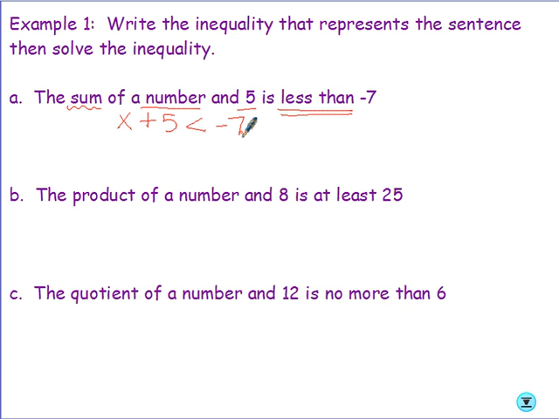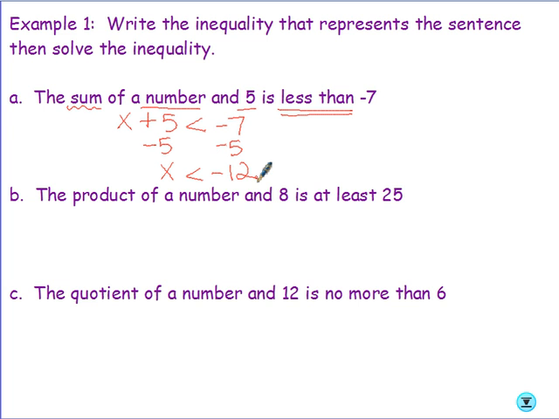Now, we have to solve that inequality. In other words, I want x by itself. Well, the only thing that is keeping me from having x by itself is that +5. The opposite of adding, I'm going to subtract 5 from both sides. So I am left with x is less than -12. Pretty easy. Let's look at B.